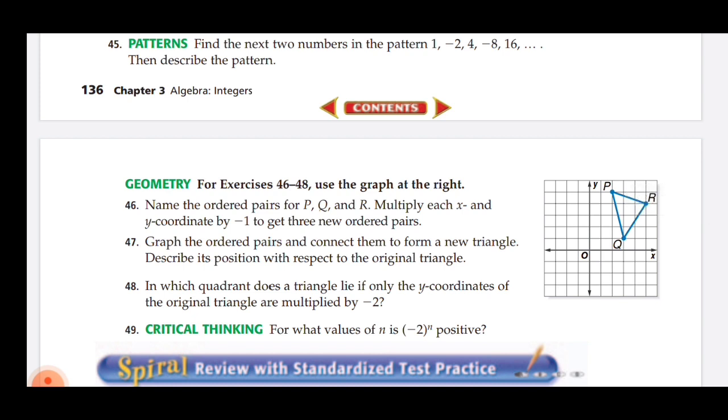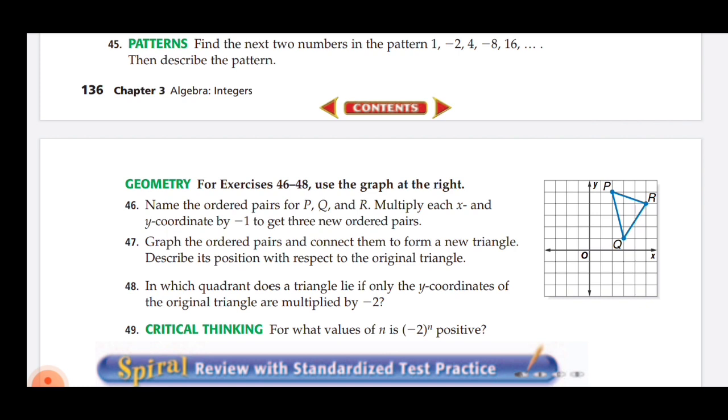Geometry. For exercises 46 through 48, use the graph at the right. 46. Name the ordered pairs for P, Q, and R. Multiply each x and y coordinate by -1 to get 3 new ordered pairs. 47. Graph the ordered pairs and connect them to form a new triangle. Describe its position with respect to the original triangle.